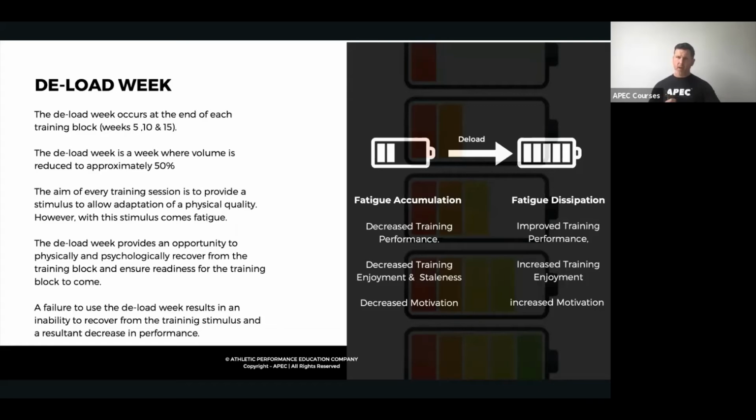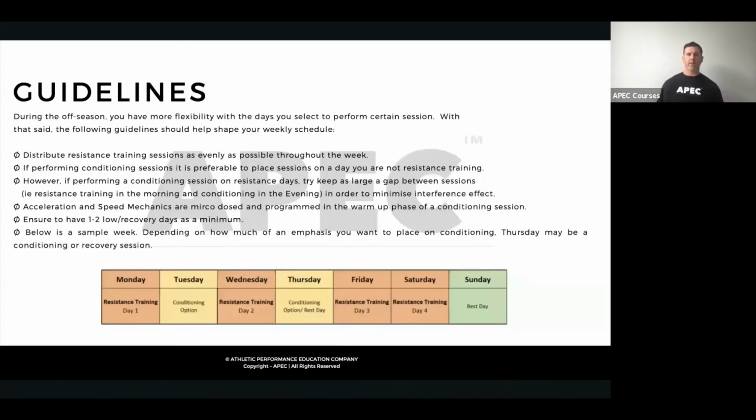Then we have fatigue dissipation. This is where we are able to monitor and manage our fatigue. And when we're able to do that at a very high level, we get improved training performance, increased training enjoyment, and increased motivation. So guys, it's very important that we understand fatigue in terms of how it affects what we do on a day-to-day, week-to-week, and block-to-block basis.